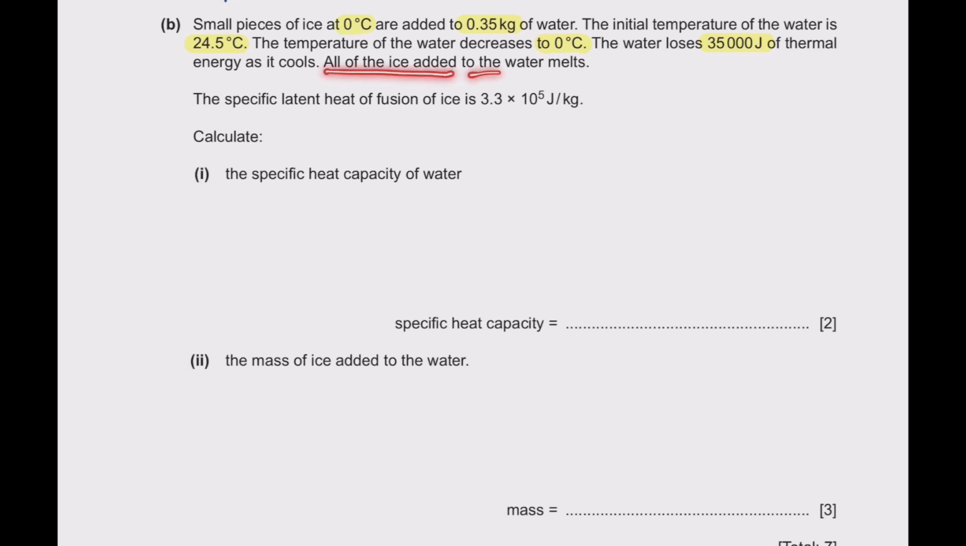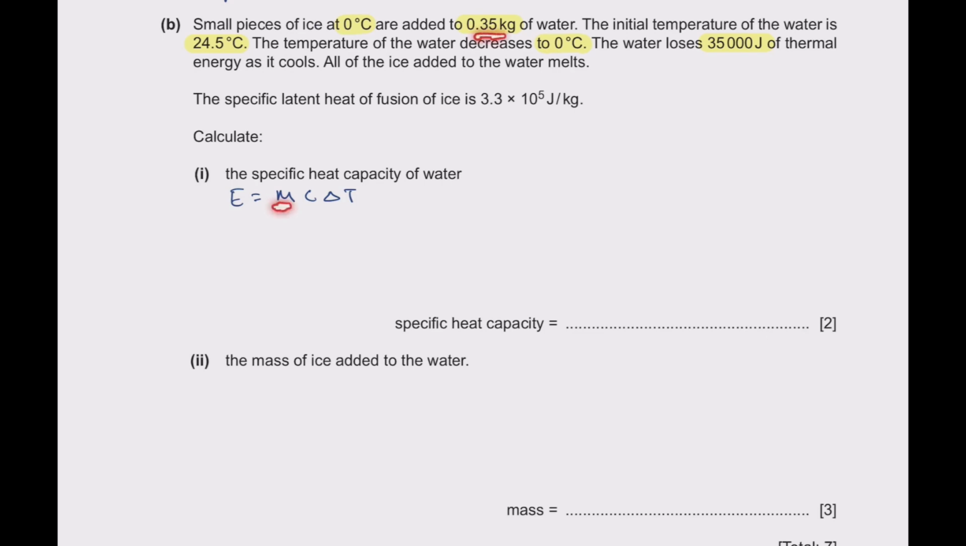All the ice added to the water melts, that is also mentioned in the question. Specific latent heat of the ice is given to you. You have to calculate the specific heat capacity of water. Now for specific heat capacity of water, we have the formula E equals mc delta T, where E is the energy lost or gained. Here the water is decreasing its temperature, so the energy is lost, and the energy lost by the water is given to us.